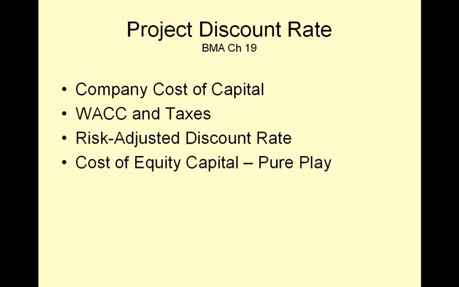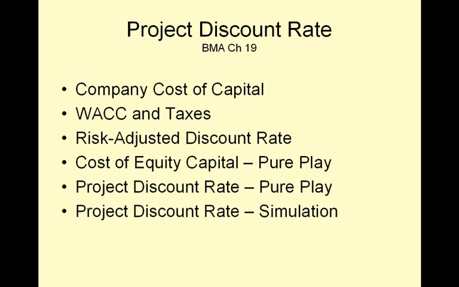A requirement of risk adjustment is to determine the cost that equity investors impose on the project. There are a few ways to estimate the risk-adjusted cost of equity. One is the pure play technique. We show how to apply the pure play approach to estimating the cost of equity and the overall project cost of capital. Then we discuss how to use simulation to develop a project discount rate.